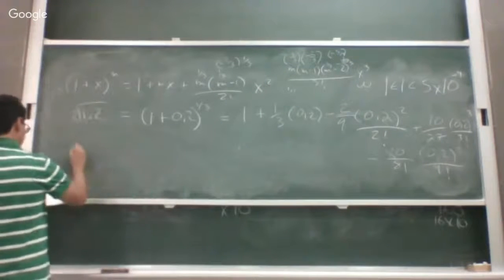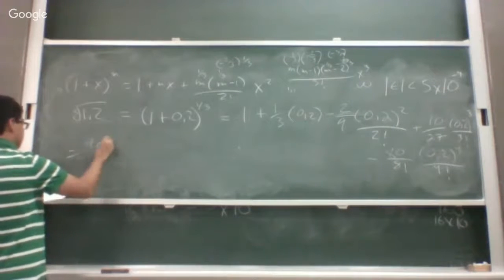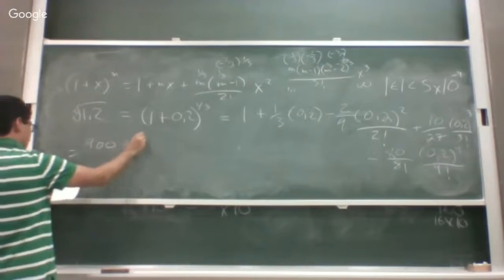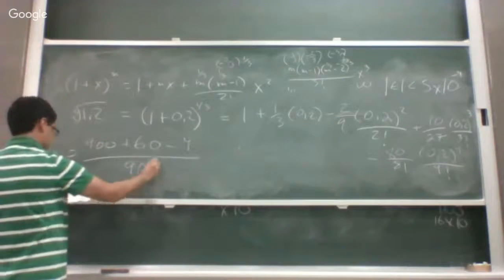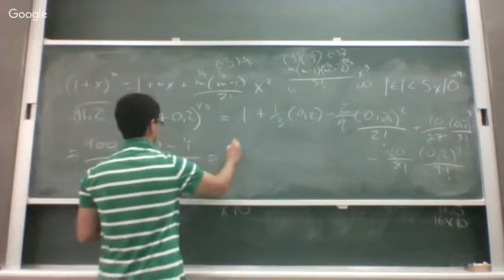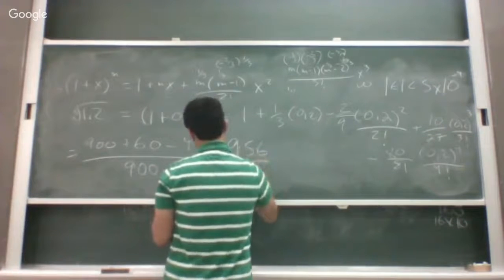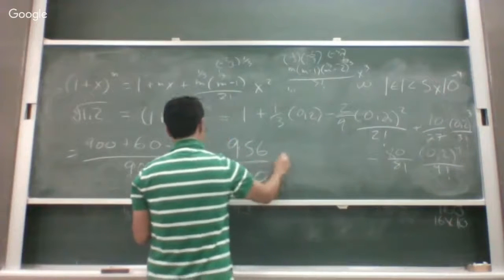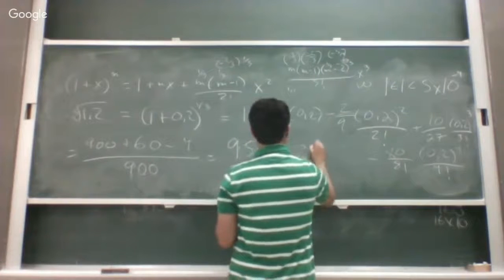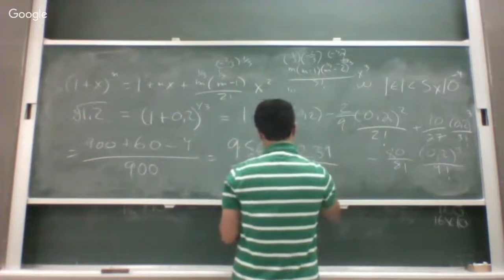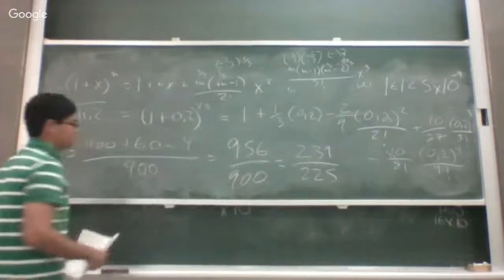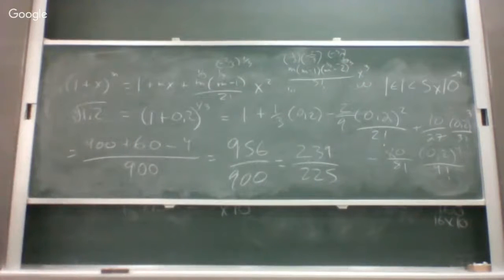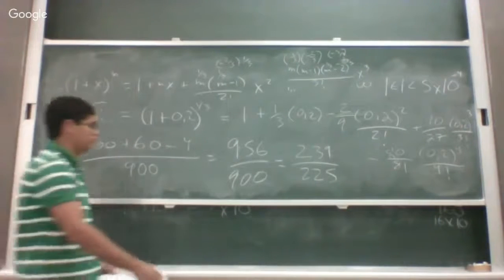So if we were to add them, it's equal to 900 plus 60 minus 4, divided by 900, equal to 956 divided by 900, equal to 239 divided by 225. So this would also be part of your answer.